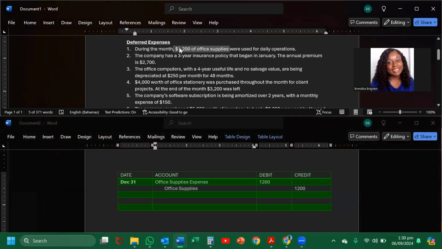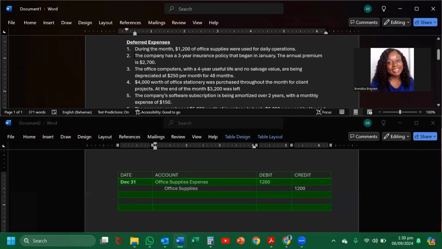That means that 1,200 is not an asset anymore. It should be an expense. So we have to remove it from the asset account by subtracting it, which is why we credit the asset account. And we have to add it to our expense account, which is why we are debiting the expense account for 1,200.